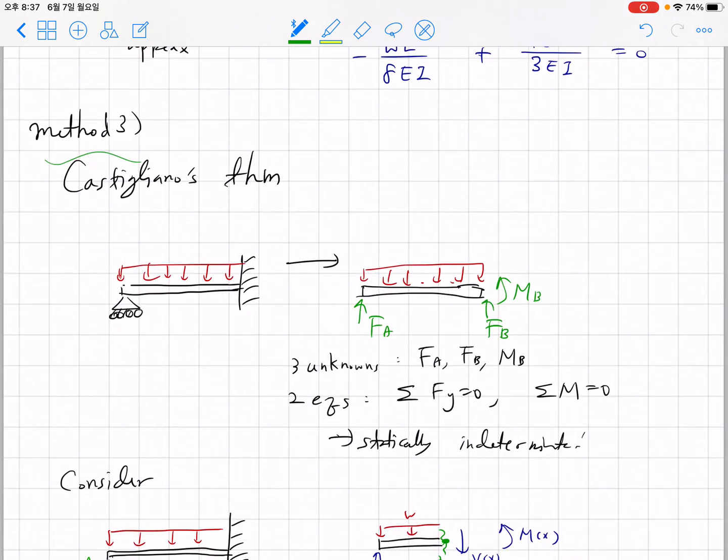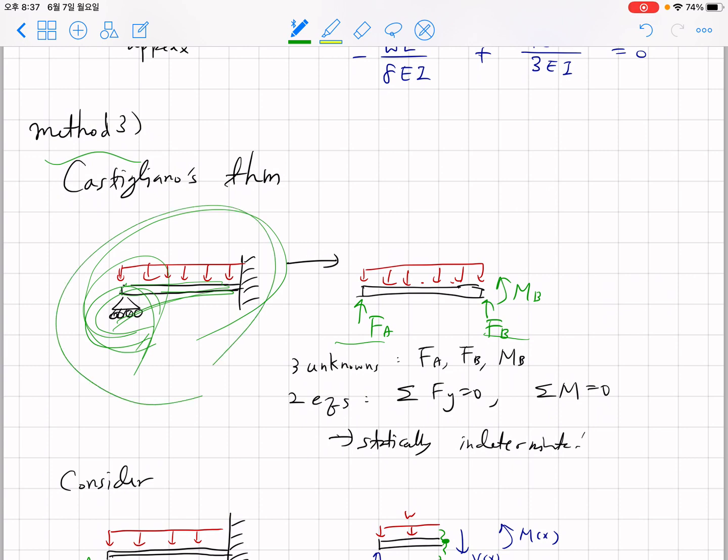Here, this is a typical redundant loading problem. Without this simple support, this beam can satisfy mechanical equilibrium by bending. However, by placing this additional simple support, due to this redundant support, you happen to have 3 unknowns: FA, FB, and MB. However, because we are considering this quasi 2D problem, there are only 2 mechanical equilibrium equations available, the summation of Fy to be 0 and the summation of M to be 0. So we call this a statically indeterminate problem.